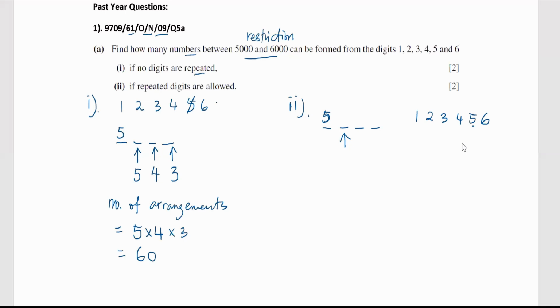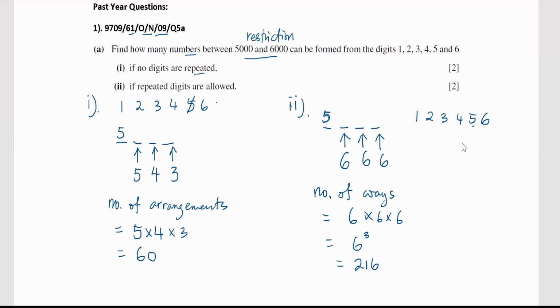That means for the second place, there are 6 ways to fill up. And even the third place, there are still 6 ways to fill up. And the fourth place, 6 ways to fill up. And hence, the number of arrangements or the number of ways that we have will be given by 6 times 6 times 6. All right, so 6 to the power of 3, and the answer will be 216 ways.